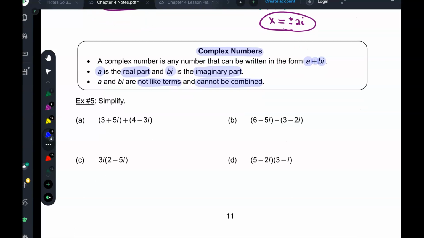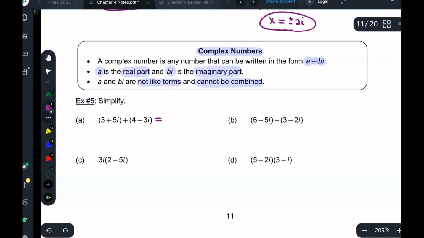Okay, so this next part is going to look pretty basic in terms of simplifying. All you're going to do is combine the real terms and combine the imaginary terms. So in other words, I can combine the 3 plus 4, and then I'm going to combine the 5i and the minus 3i. And so we're going to write 7 plus 2i.